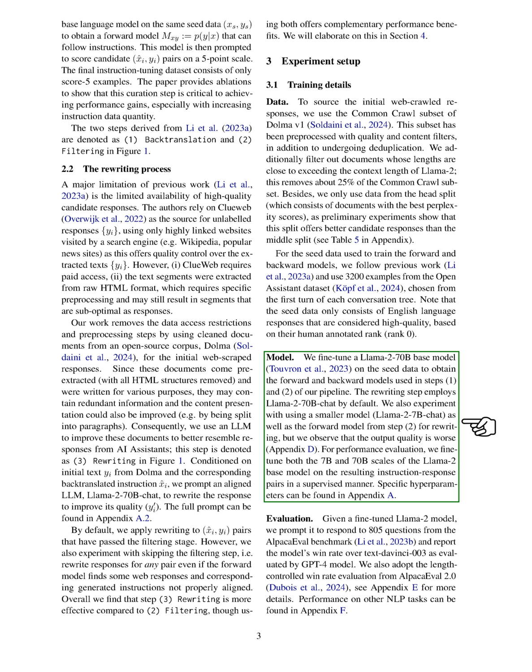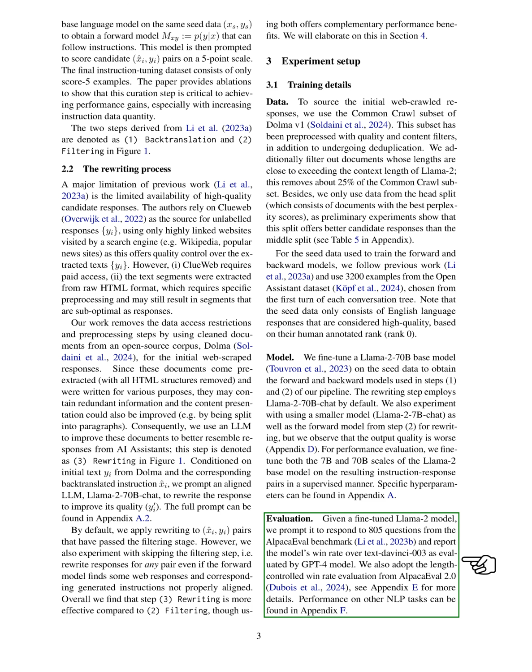For performance evaluation, we fine-tune both the 7B and 70B versions of the Llama 2 base model on the resulting instruction-response pairs in a supervised manner, with specific hyperparameters detailed in the appendix. In our evaluation, we prompt the fine-tuned Llama 2 model to respond to 805 questions from the Alpaca Eval benchmark and report its win rate against Text DaVinci 003, as assessed by the GPT-4 model. We also use a length-controlled win rate evaluation from Alpaca Eval 2.0, with more details available in the appendix. Performance on other NLP tasks is also included in the appendix.